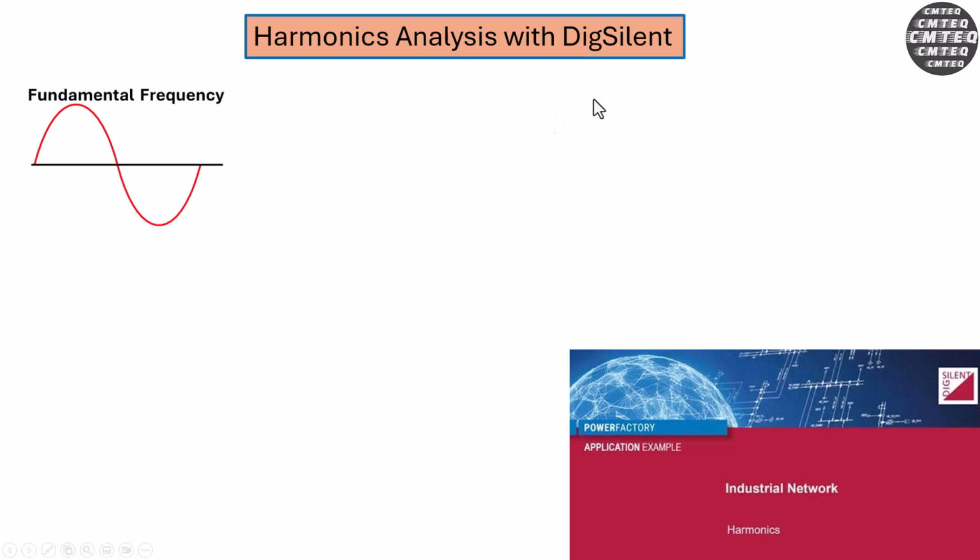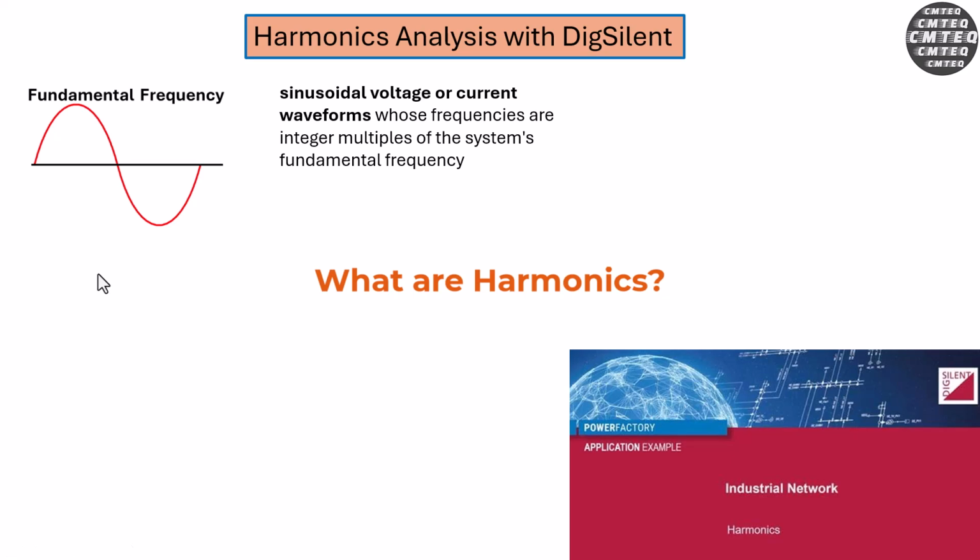As you can see here, we've got what is known to us as a sine wave. This sine wave here could be a representation of a voltage or current waveform with a fundamental frequency of, let's say, 50 Hertz or 60 Hertz. It is in this background that we can define what exactly harmonics are, which are basically a sinusoidal voltage or current waveform whose frequency is an integer multiple of the system fundamental frequency.